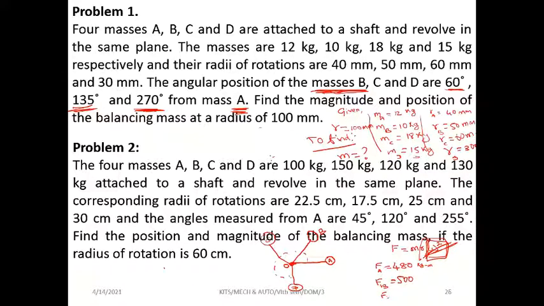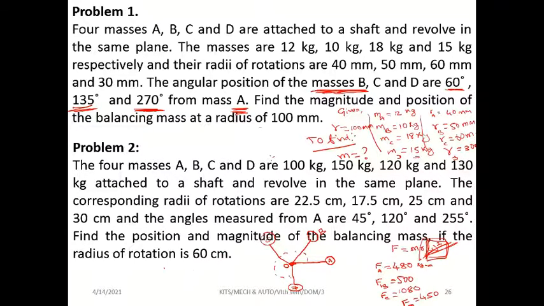Next, FC. Mass value 18 kg, R value 60. So 18 into 60, 1080. Next, FD. Mass value is 15, R value is 30. So 15 into 30, 450. Okay, so we got the force values for all four masses.